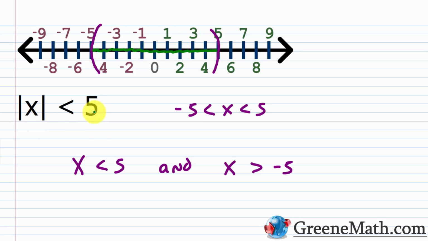If I took something outside of the range, let's say I took 6. The absolute value of 6 is 6. 6 is not less than 5. So it's got to be in that range of numbers to work and satisfy that inequality.